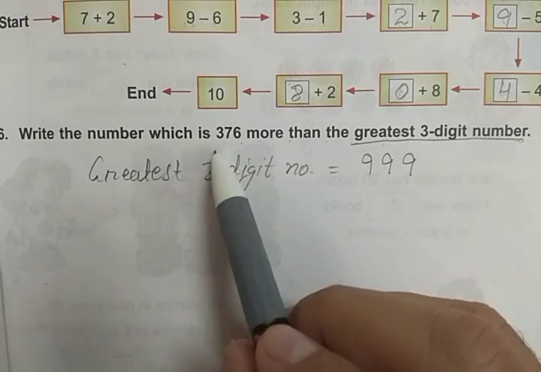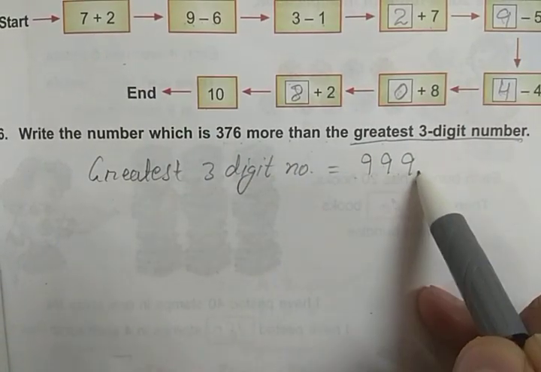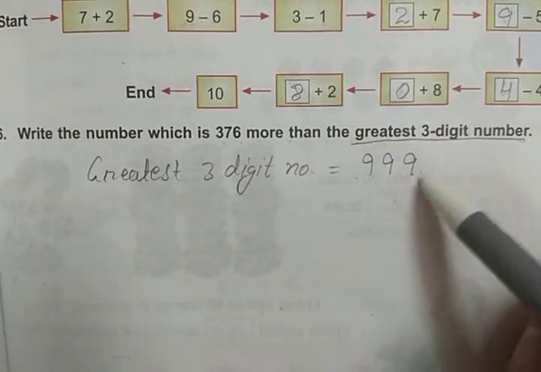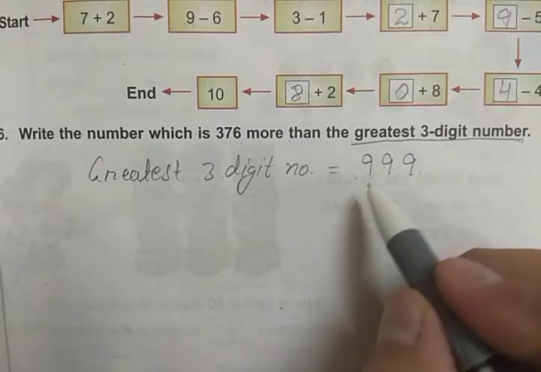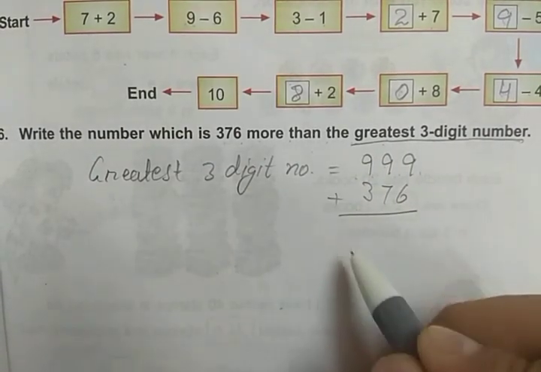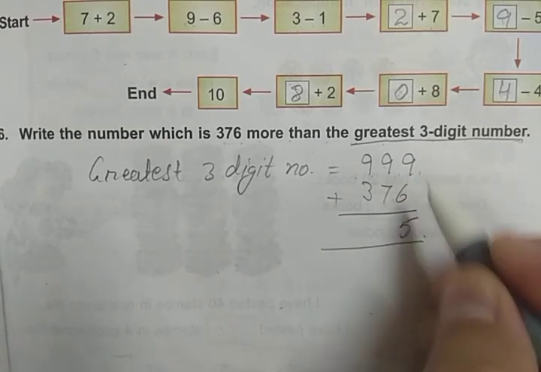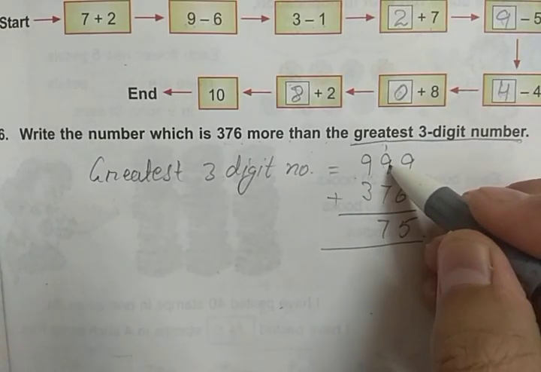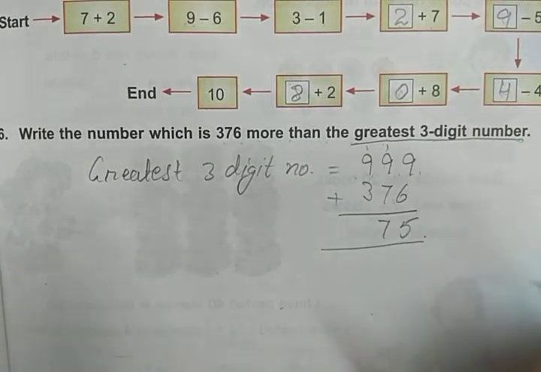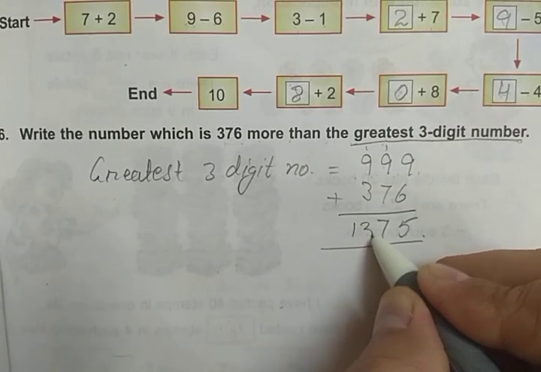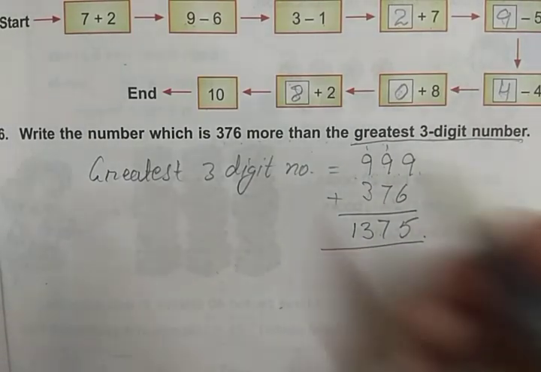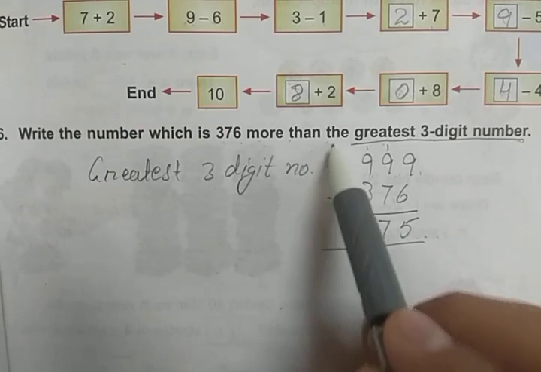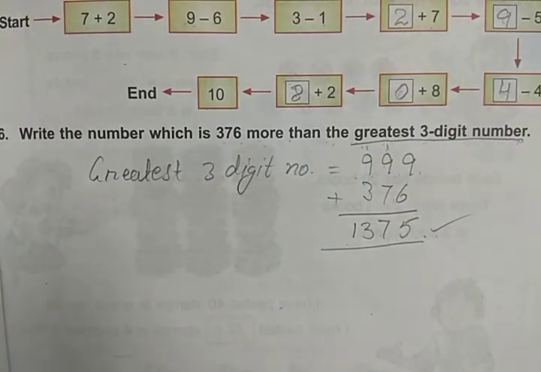So that means we have to add 376 to 999. We will get the greater number, which is 376 more than 999. So we will add 376 to this. We will get the answer. 9 plus 6 is 15. Then 7 plus 9 is 16, plus 1 is 17. Then 9 plus 3 is 12, plus 1 is 13. So 1375. So here is the number. So 1375 is 376 more than the greatest 3-digit number. So here is the answer.